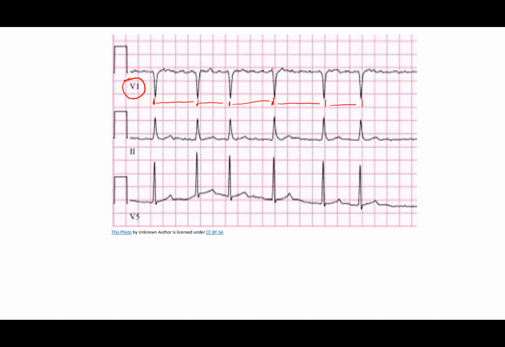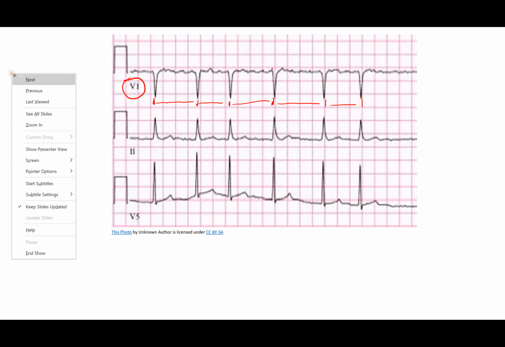So the point being that even without measuring specifically, you can look at this and generally say, yeah, the distance between the QRS complexes is changing. It's not consistent. So we would immediately say that this is irregular.